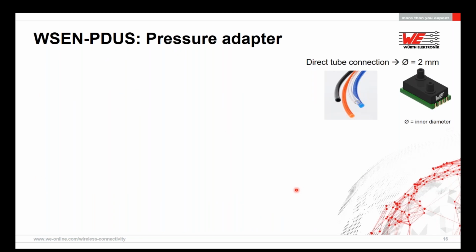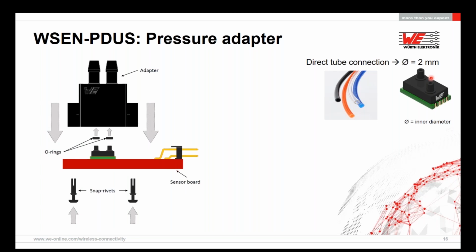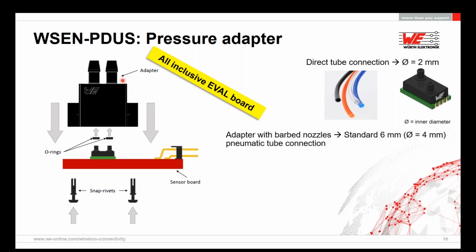Here, I would like to go in the direction of the tube connections, as it is also widely demanded. Because of the two ports on the top, tubes can be easily connected to the sensors. The 2 mm diameter tubes can be directly connected to the sensor ports. However, at higher pressure, the direct connection is not recommended. That's why we provide our evaluation board with an extra pressure adapter and O-rings. The adapter can directly be mounted on top of the sensor, and it also has barbed nozzles, to which standard 6 mm pipes can be connected. This significantly improves the mechanical stability. The pneumatic tubes can be connected up to 10 bar.